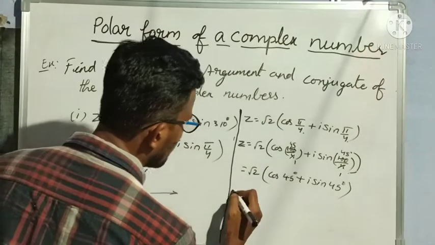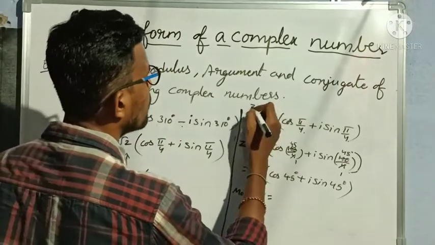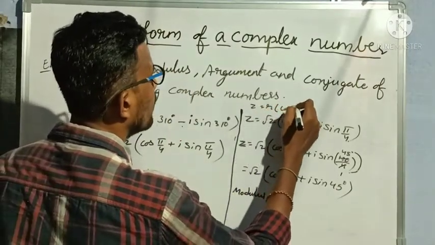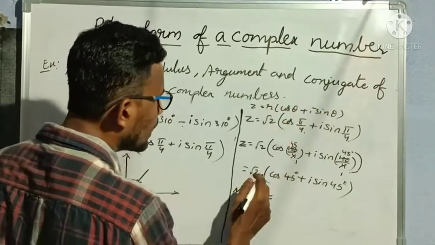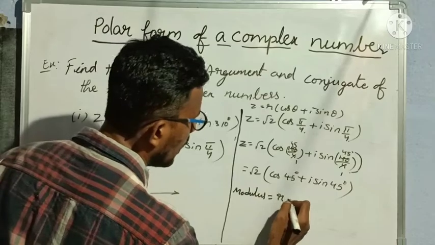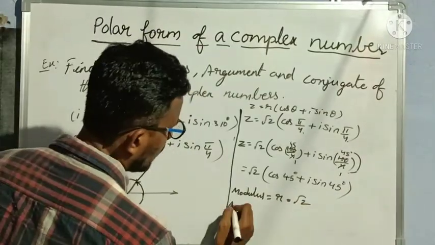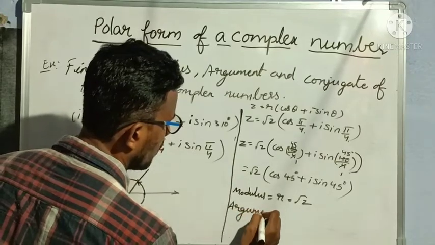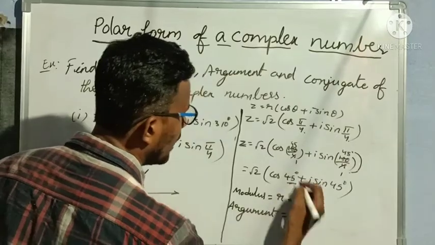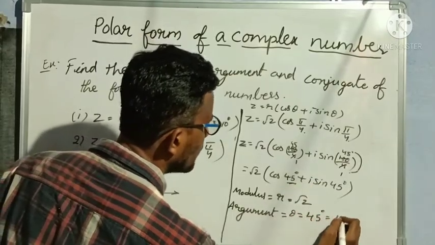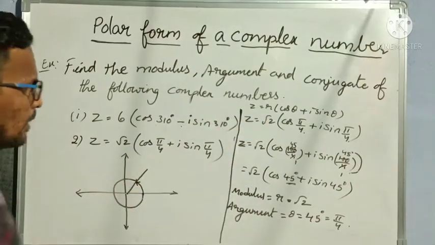So modulus. By seeing only we can say the modulus value. First you write here z is equal to r of cos theta plus I sin theta. By seeing directly you can say what the r value is. So r is equal to root 2. Next argument. Argument is nothing but the theta value. So theta is equal to 45 degrees or pi by 4. So here directly we can take. Next conjugate.